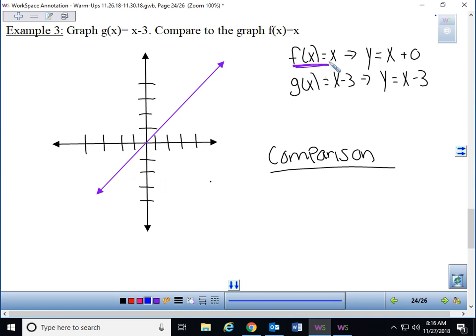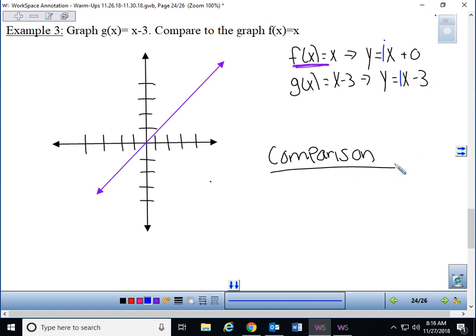The functions that we're working with, or the equations, the graphs, if you want to think of it this way, f of x equals x. This is a fancy way to say I'm working with the equation y equals x plus 0. So my slope is 1, because there's a secret 1 right here. The y-intercept is 0. The other function we have to graph is g of x equals x minus 3. This just means you're graphing the equation y equals x minus 3, where you have a slope of 1, again there's a secret 1 here, and the y-intercept is negative 3.